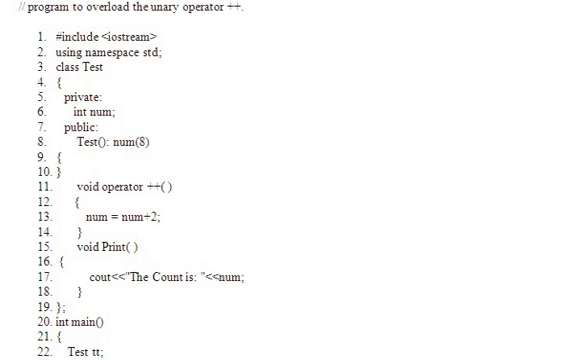And look at line number 11. Void operator plus plus. So the plus plus operator. We are going to overload the operator plus plus, the increment operator. So what is happening inside the definition part? Look at line number 13. NUM is equal to NUM plus 2, and we have one function print, line number 15.